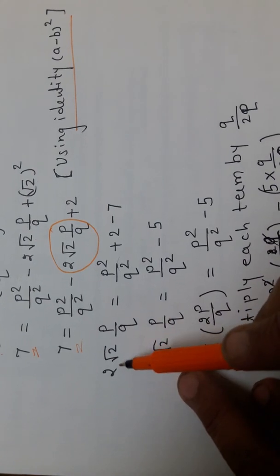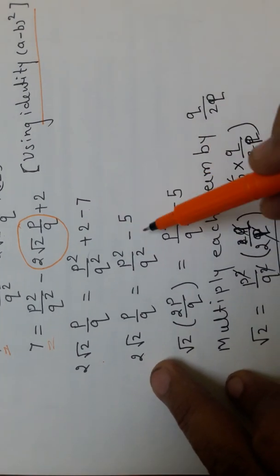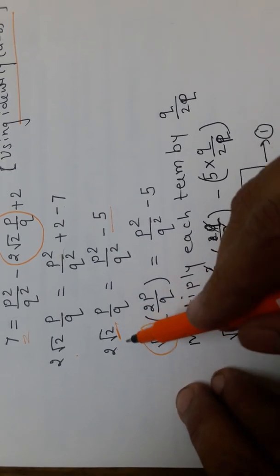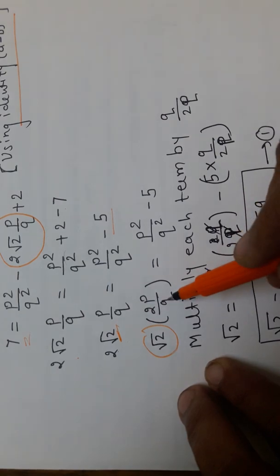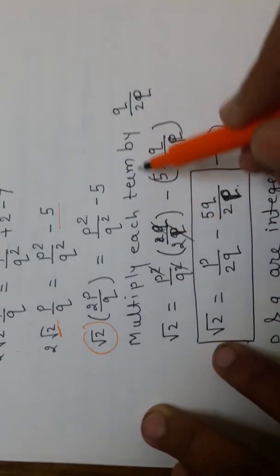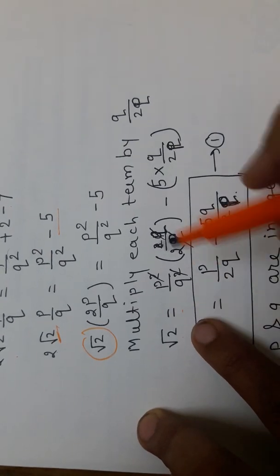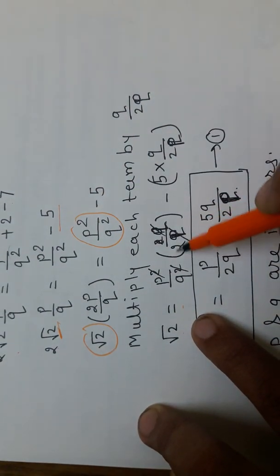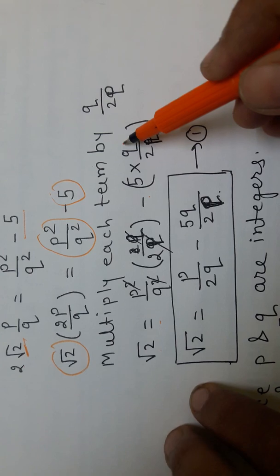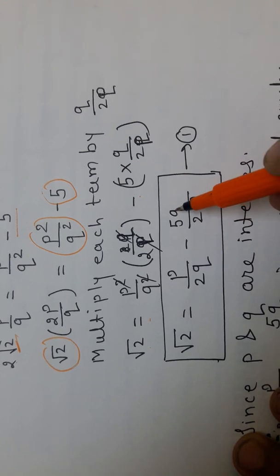On the left hand side we get 2 root 2 p by q, which is equal to p square by q square plus 2 minus 7. 2 minus 7 is nothing but minus 5, and from here we want only root 2, not the other terms. That's why 2p by q we are going to shift to the right hand side, which means multiplying each term by q by 2p. So root 2 is equal to the first term p square by q square multiplied by q upon 2p, minus the second term 5 multiplied by q upon 2p, and we get the answer p upon 2q minus 5q upon 2p.